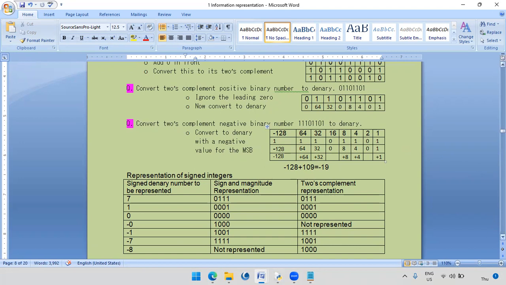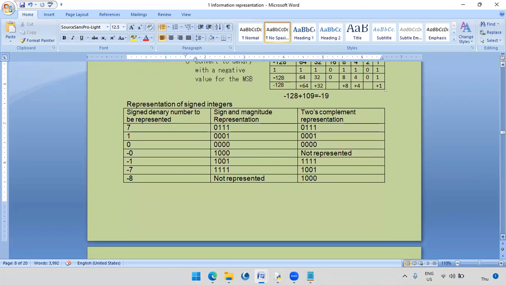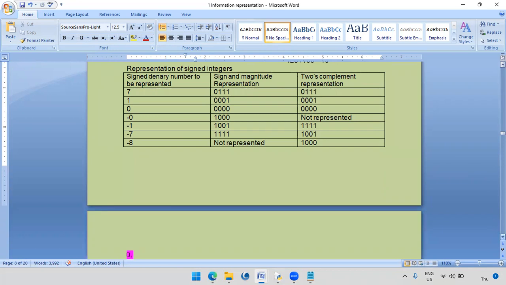Okay. Then this is interesting. Representation of signed integers.